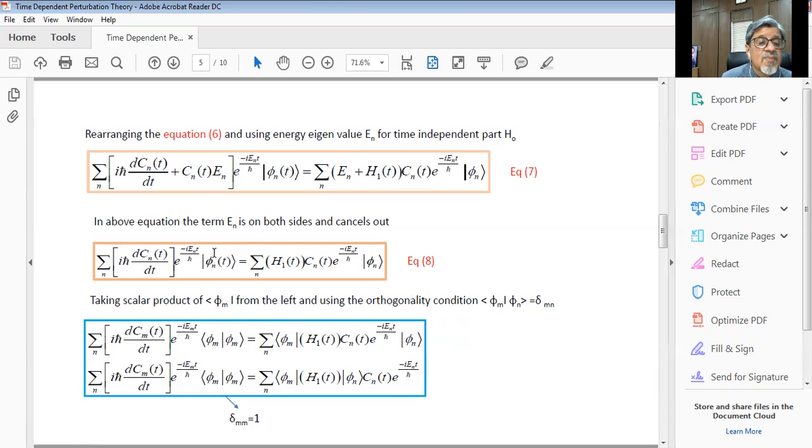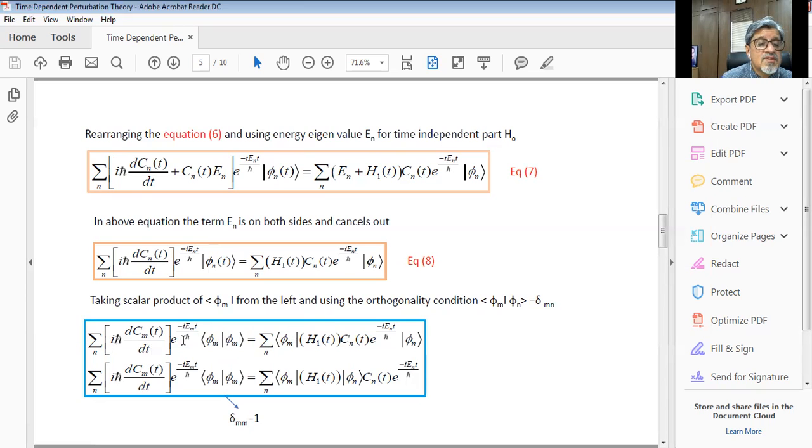In that case, we rename Cn(t) as Cm(t), and En is termed as Em. We have made that particular modification: dCm instead of dCn, and e to the power minus i Em rather than En. We have taken a scalar product from the left hand side with ⟨m|, again a scalar product from the left hand side with ⟨m|.